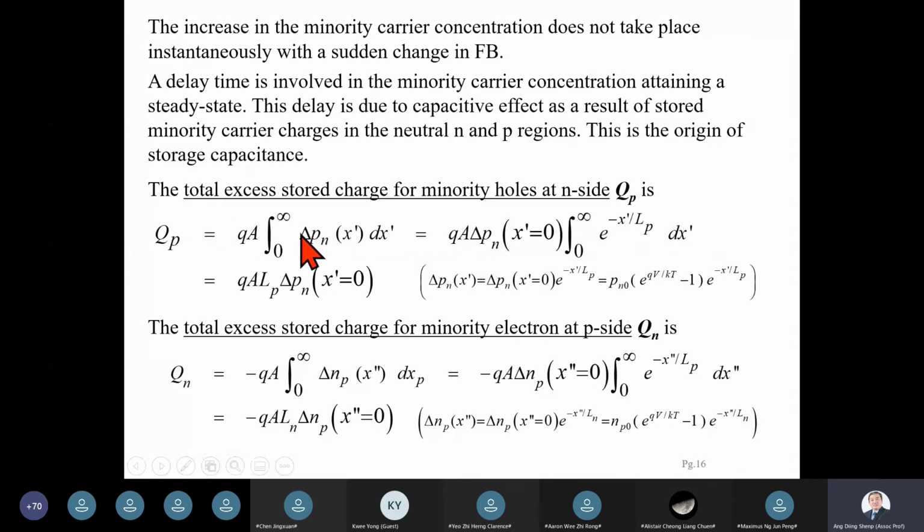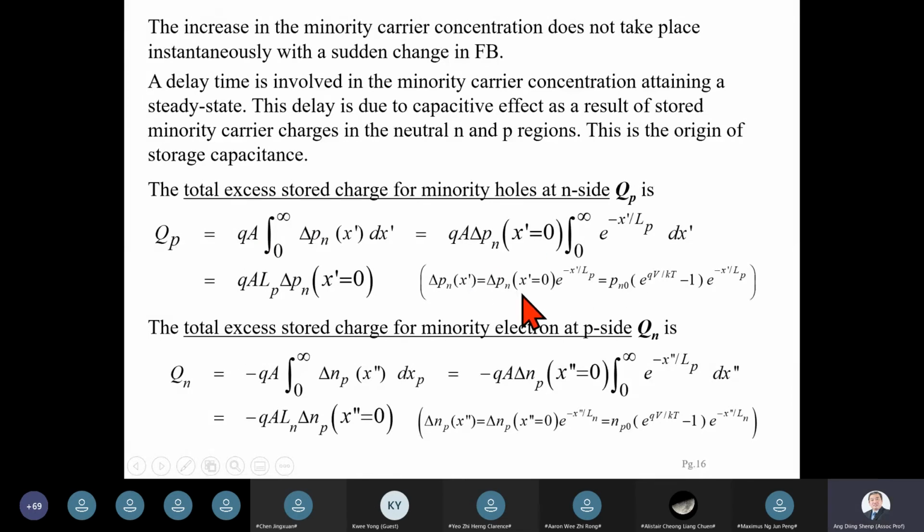This integral will just give me the total number of holes per unit area, right? So if you multiply by Q, the charge of each hole, you get the total charge stored. And if you multiply by the area, you get the exact amount of charge stored in the quasi-neutral region. Multiplied by Q alone gets you the excess hole charge stored per unit area. So you need to multiply by the area A to get the total excess hole charge stored in the quasi-neutral N region. Now, you recall the delta Pn of x prime can be expressed like this.